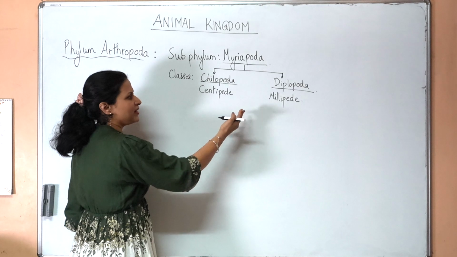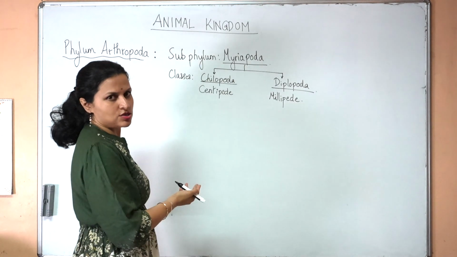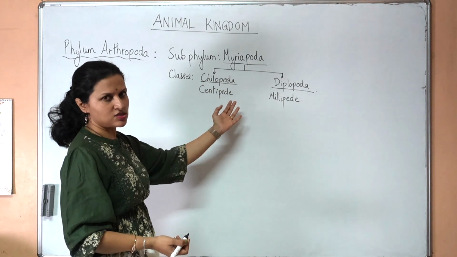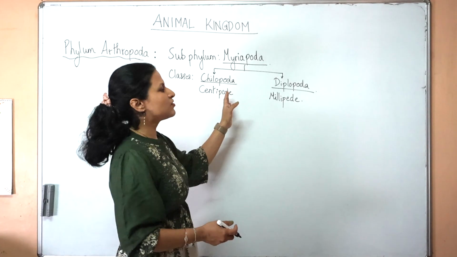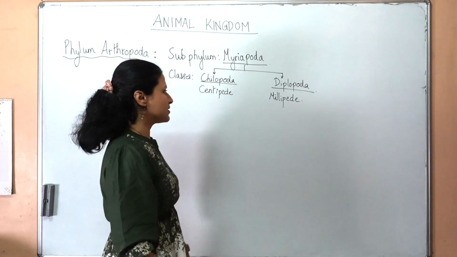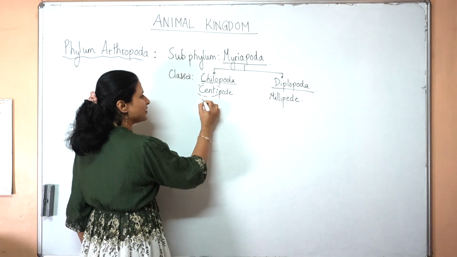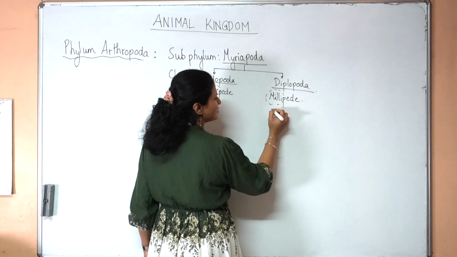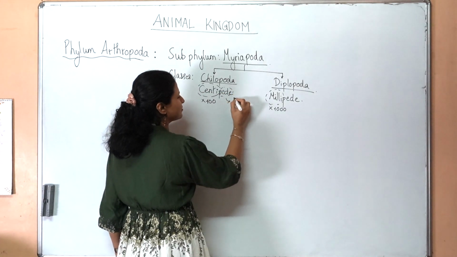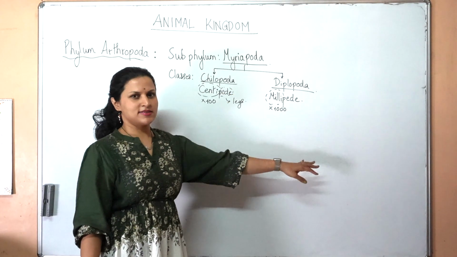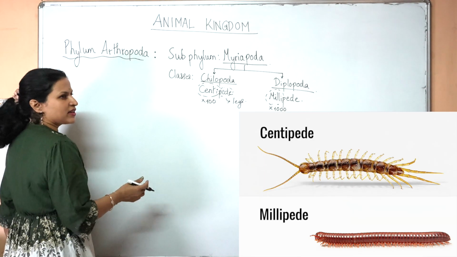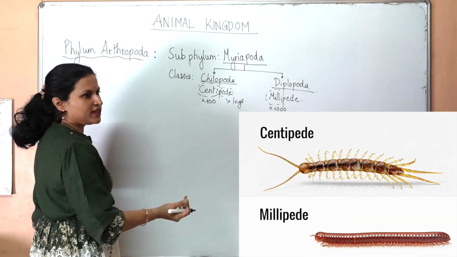And together centipede and millipede may be called myriapods. They share a lot of common characters as you will learn, and some differences because of which they have been separated into two classes. Centi means 100 and milli means 1000. Pede means legs. 100 legs, thousands of legs. So you get an idea. Now let us look at the common features of these myriapods.